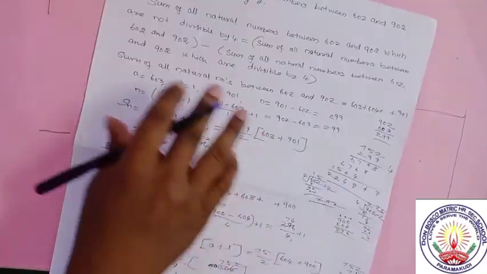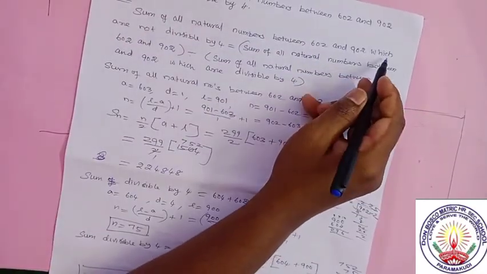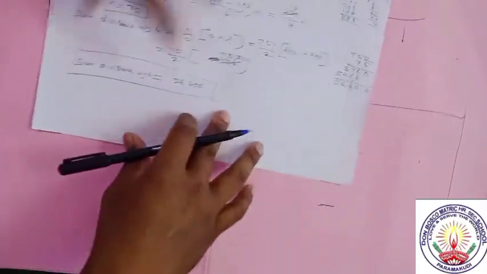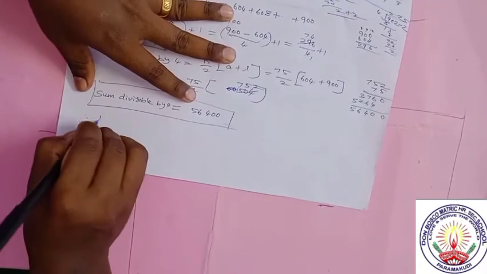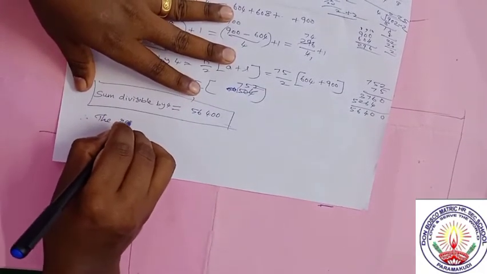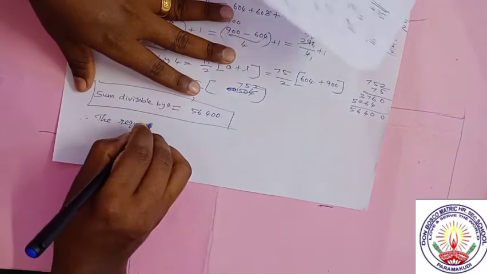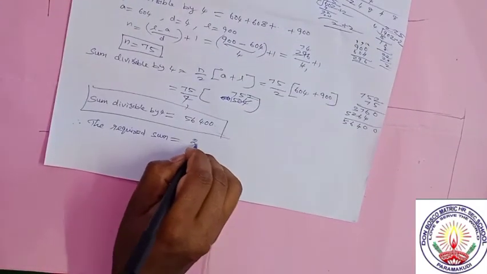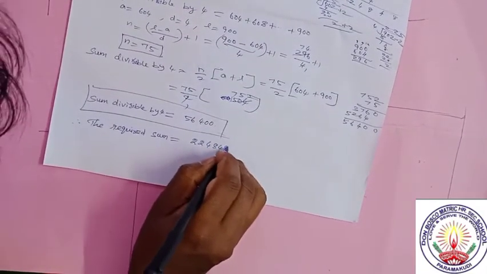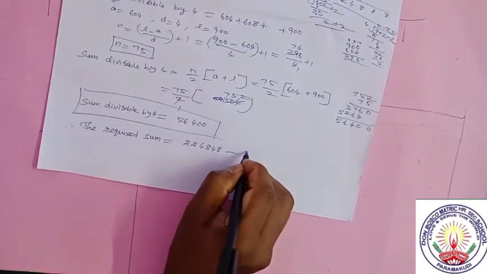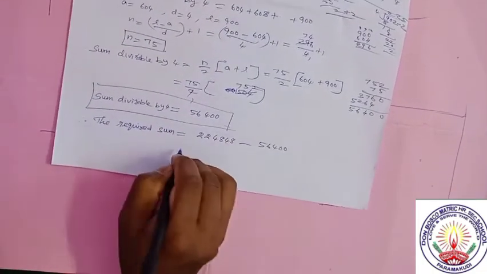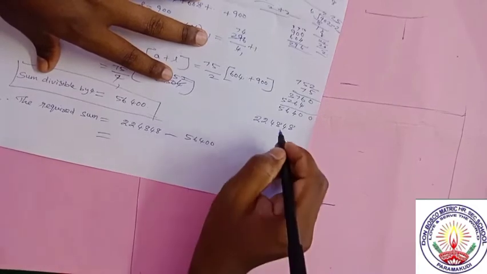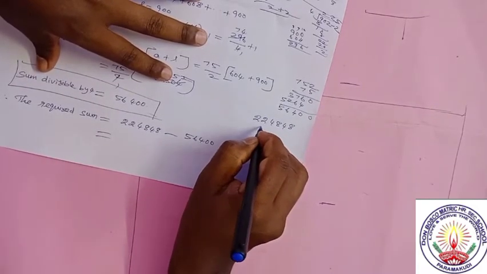So what is our question? The sum of all natural numbers between 602 and 902 which are not divisible by 4. Let us take that required sum. We have already written the formula. Therefore the required sum is equal to the first sum answer 224848 minus the divisible sum answer 56400. We have to subtract these two numbers, 224848 minus 56400.